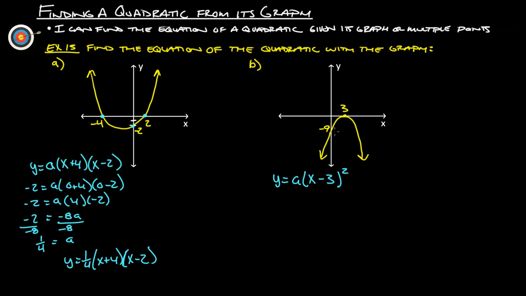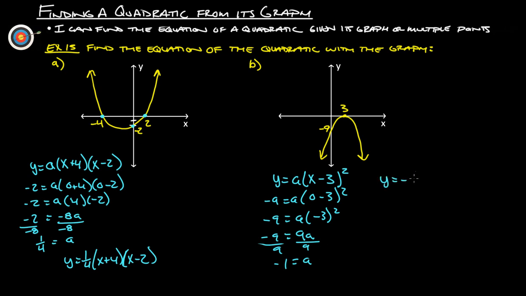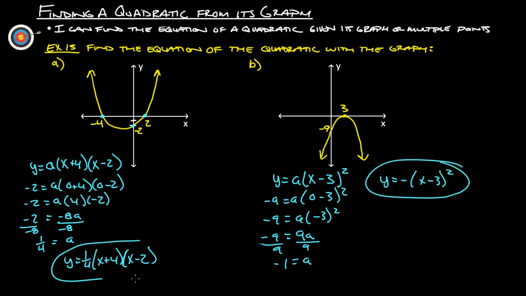Okay, now we know that the y equals negative 9 when the x is 0. Right? So negative 9 equals a times negative 3 squared. Negative 3 times negative 3 is positive 9, so that's 9a. Divide both sides by 9, and we get that a is negative 1. So now we'll just put negative 1 in for that. So our equation would be y equals negative 1, or just negative, x minus 3 squared. And those are our equations for these two quadratics.